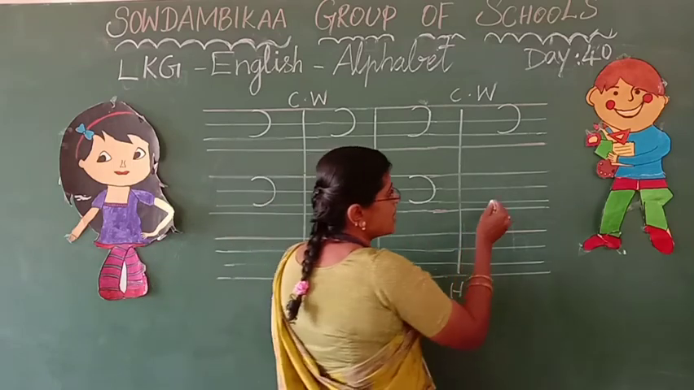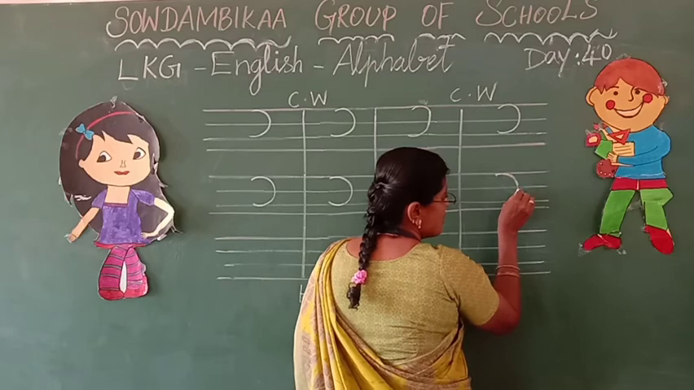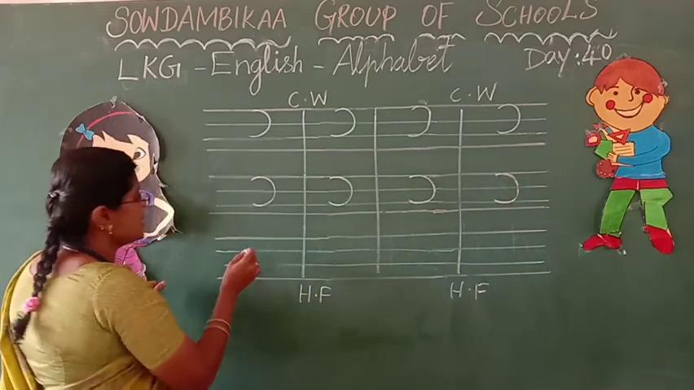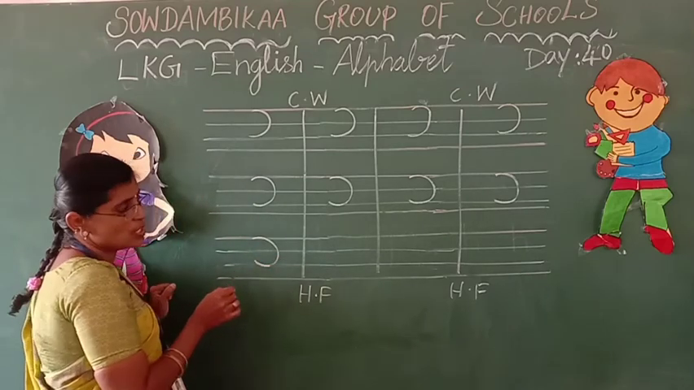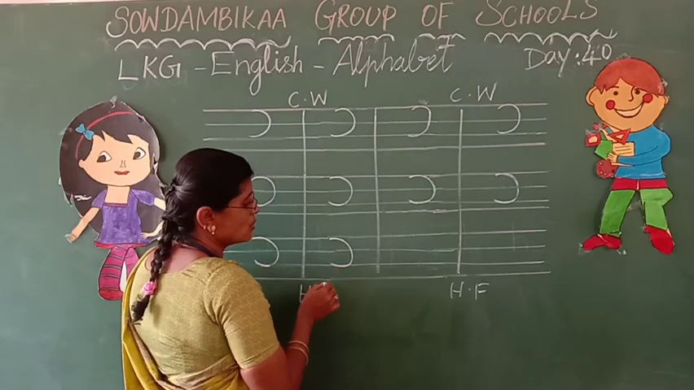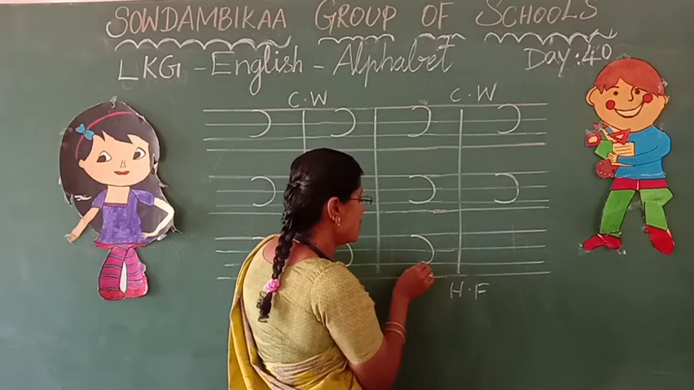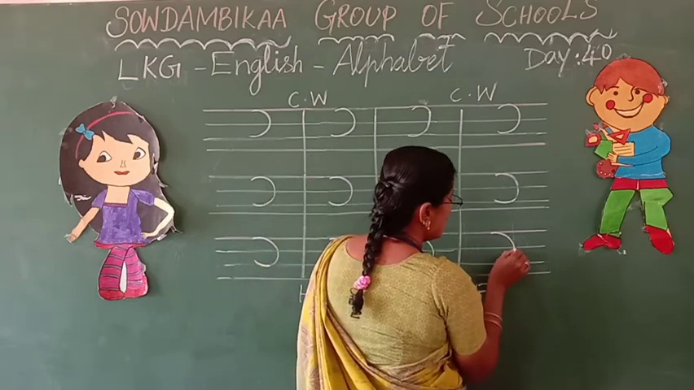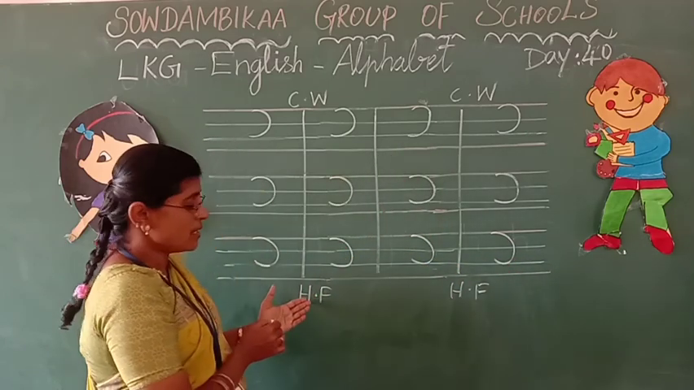First red line to slow right, second blue line touch, third blue line, closing curve. First red line to third blue line, closing curve.